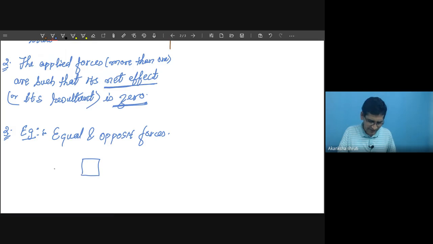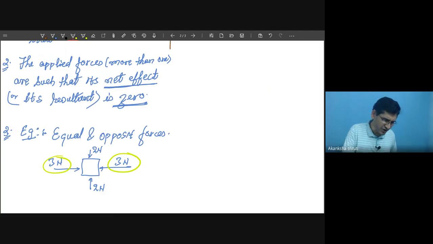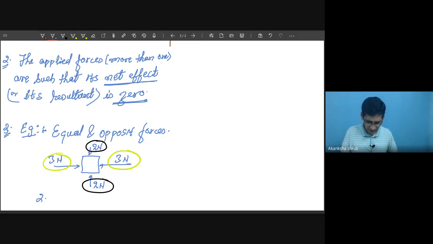Let us consider, say, 3 Newton is applied from left to right, 3 Newton also applied from right to left, 2 Newton is applied upward, and 2 Newton is also applied downward. In this case, we can observe that this 3 Newton is cancelled by this 3 Newton, left and right are cancelled. Also, the upward and downward 2 Newtons are cancelled. So in this case, still all the forces cancel.